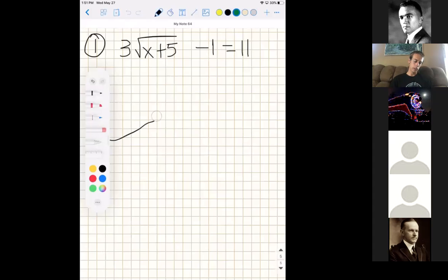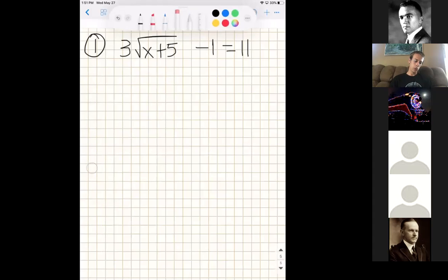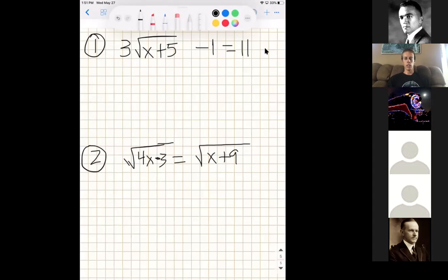All right, the second example, example 2, we are going to say the square root of 4x minus 3 equals the square root of x plus 9. All right, so that's 4x minus 3, and both of these are all under the radical. So go ahead and take a minute, go ahead and get those jotted down.